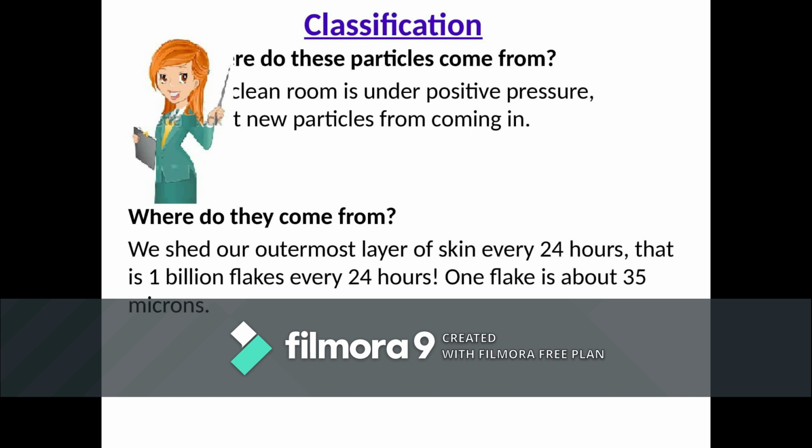Where do these particles come from? The clean room is under positive pressure, so new particles are kept from coming in. So where do they come from? We shed our outermost layer of skin every 24 hours. That is 1 billion flakes every 24 hours, and one flake is about 35 microns. Yes guys, this is the truth that we are the major source of contamination. We are one of the major sources who create these particles. You can block all the outside contamination, but you cannot avoid your own presence in your area, and you are one of the major sources.